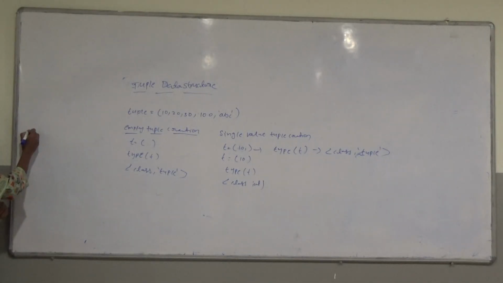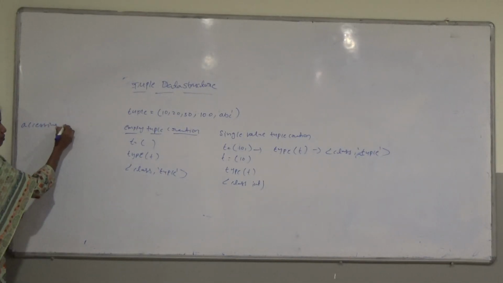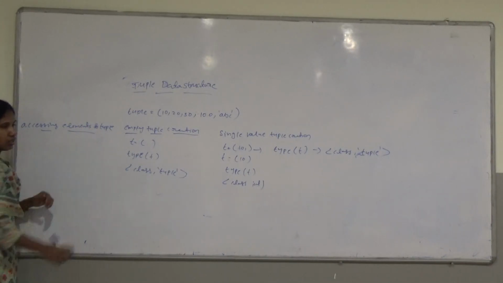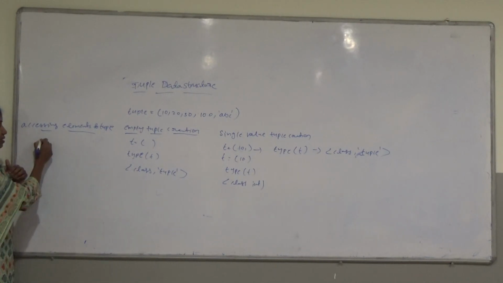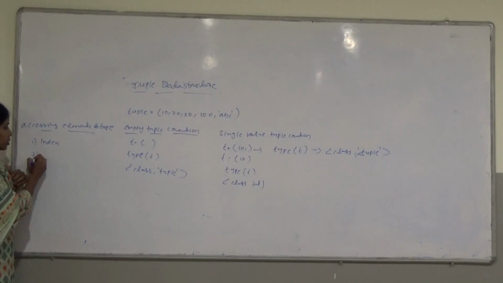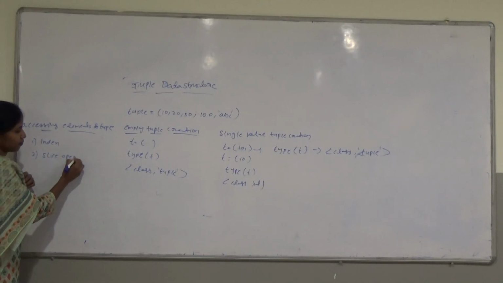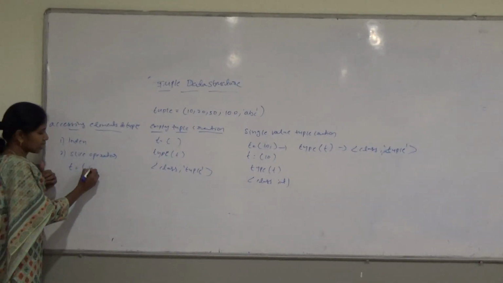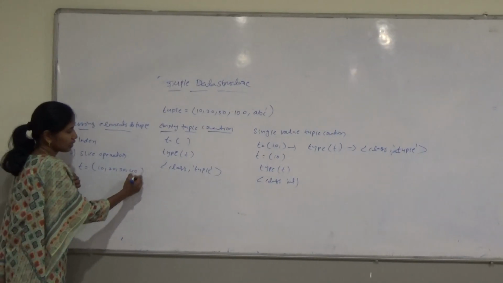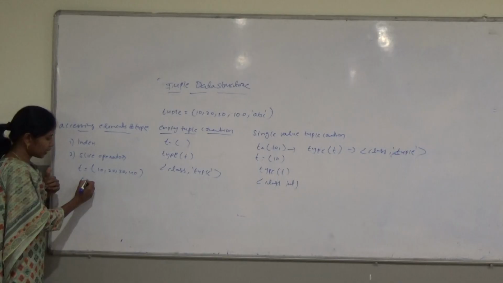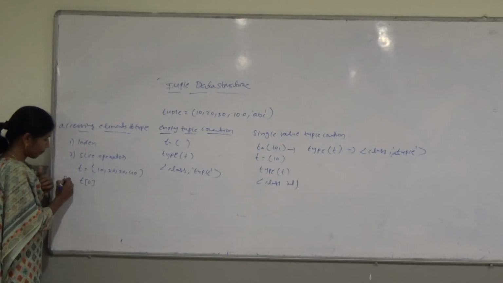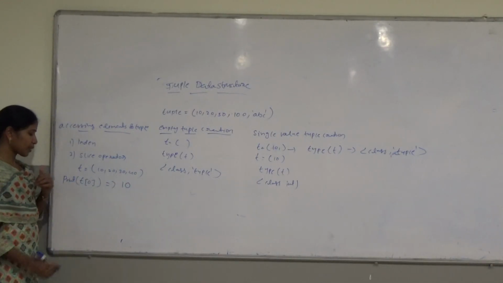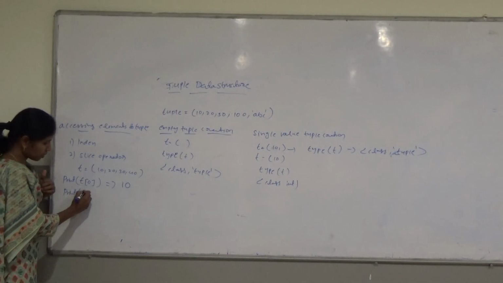Next, accessing elements of a tuple. We can access the elements by using the index or by using the slice operator. First, the index. For example, t = 10, 20, 30, 40. I am accessing the first element: print(t[0]). What is the output here? 10.